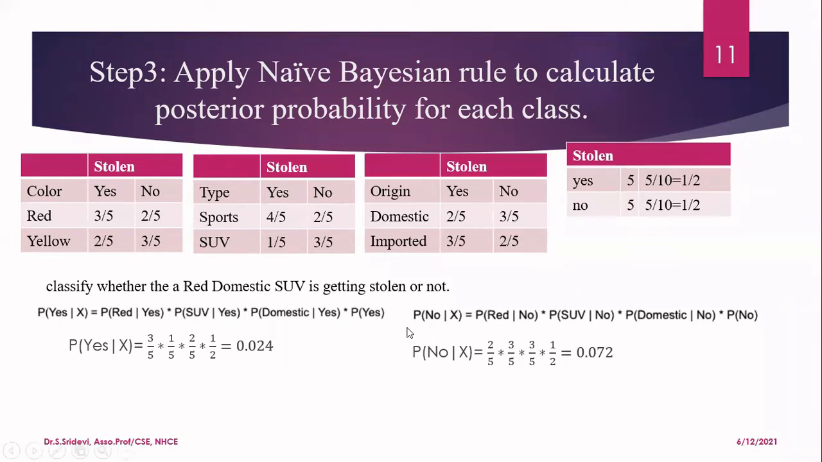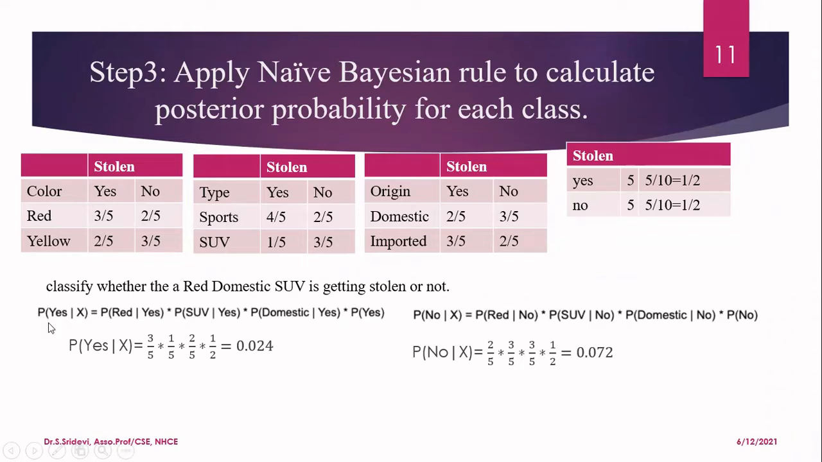Okay. So now the test sample is given like this. Classify whether a red domestic SUV is getting stolen or not. So they have clearly given what are all the attribute values for the test sample. Red is nothing but color is red. And next is domestic, that means origin is domestic. And next is SUV, that is type of the car is given as SUV.